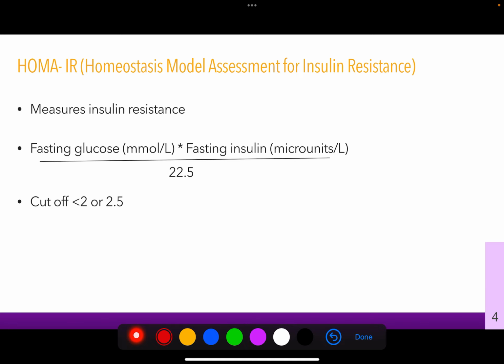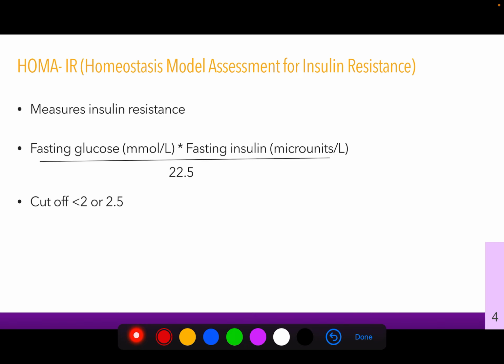Now, this is a new thing. Homeostasis model assessment for insulin resistance. We have parameters to identify fasting glucose and to measure insulin, but the parameters to measure insulin resistance are something which we speak of less often. So, HOMA-IR, or homeostasis model assessment for insulin resistance, is one parameter through which you can actually measure the insulin resistance.